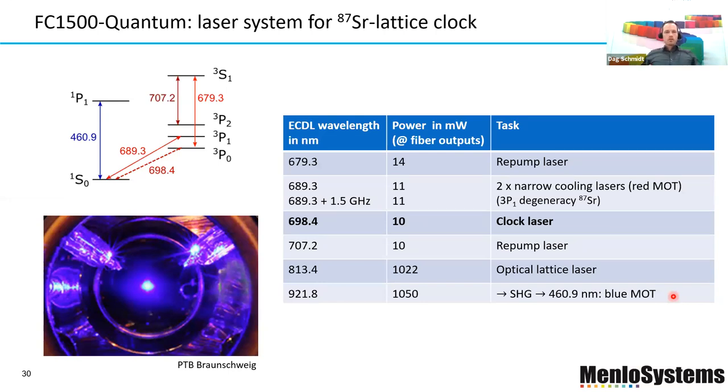So here, an overview about the lasers for this special system built for strontium lattice clock application. We have a repump laser. We have 2 times narrow cooling laser for the red MOT. The second one is just needed here for strontium 87. For strontium 88, you won't need this. The clock laser at 698.4 nanometers, a second repump laser, and these two here at 813 and at 922. Well, the laser itself does not operate at 922. We have to frequency double it for the blue MOT. And you can see the powers here. So for the repumpers and the clock lasers, around 10 milliwatts are suitable. For your lattice laser and also for the blue MOT, you need really a lot of light. And the system also includes tapered amplifiers to provide all the power you need.